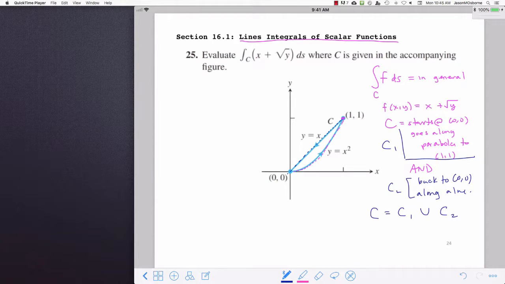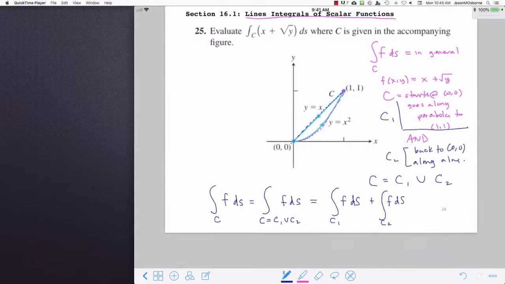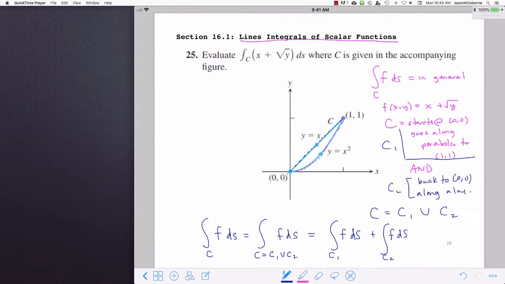So the way to tackle a line integral where the curve is made up of two separate curves is to split the integral into two. Do the line integral of the function along curve 1, and then add that to the line integral along the second curve. So we're going to split this problem into two steps.